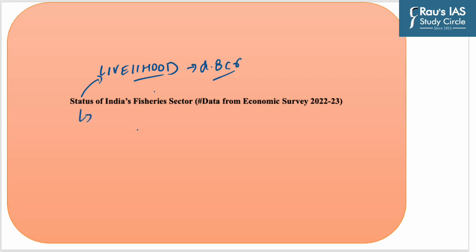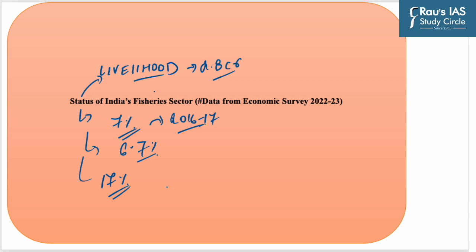Now, the average growth rate of the fisheries sector has been about 7% since 2016-17 and has a share of about 6.7% in total agricultural GVA. About 17% of agricultural exports of our country are fish and fish products. And you should know that India is among the top 3 countries in fish and aquaculture production. Also, India has become one of the biggest shrimp exporters in the world.